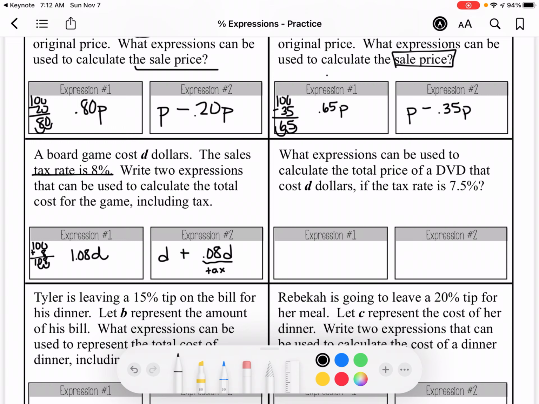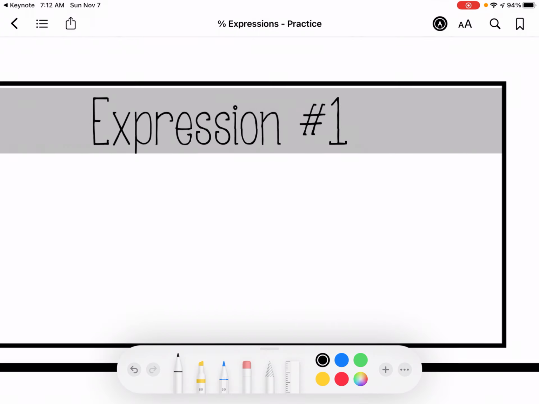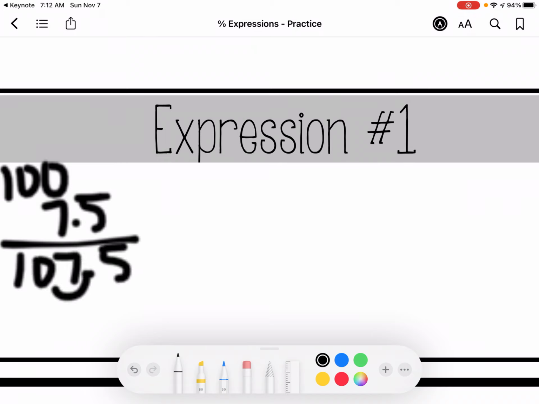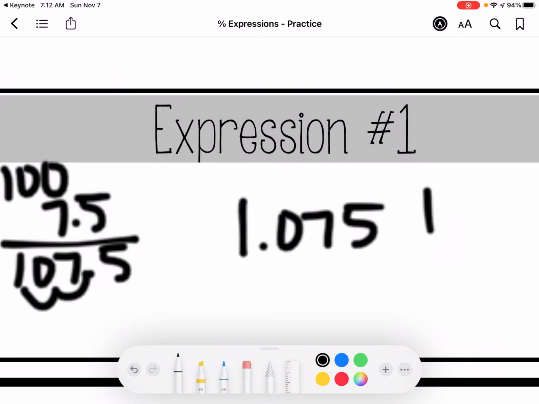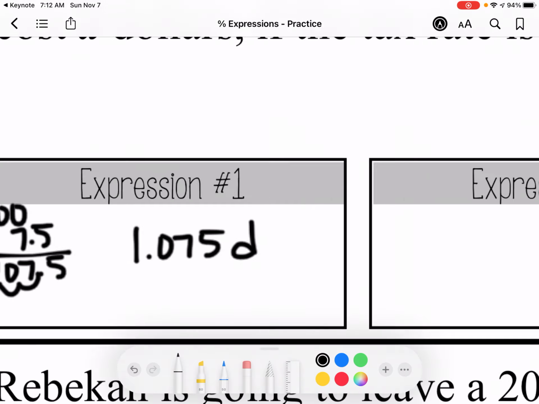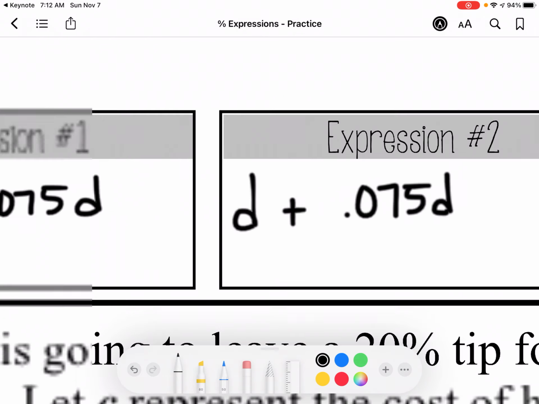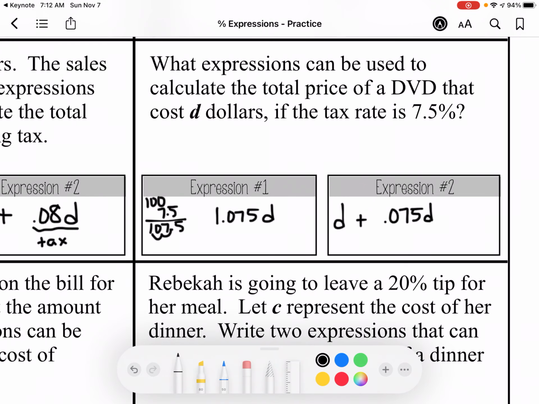Okay, what expression can we use to calculate the total price of a DVD? The cost is D dollars and the tax rate is 7.5%. So I have 100. I'm adding 7.5. So I have 107.5. I move my decimal 2 places in. So I could do 1.075D, and that would get me my answer. Or I can do D plus 0.075D. Either expression is going to get me the correct answer.